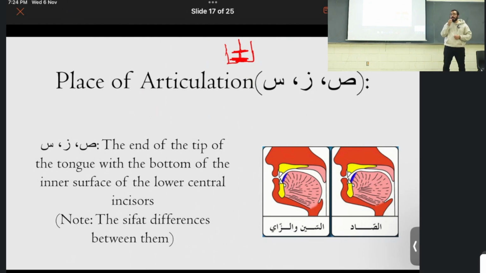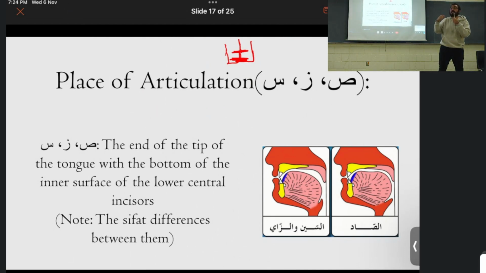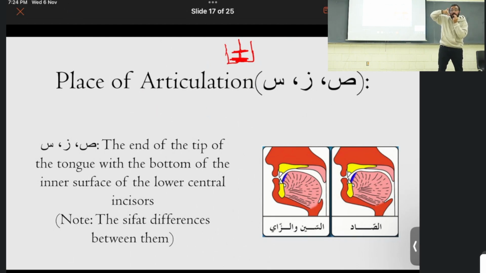Okay. Some people say it's not because you're hitting the middle. It's because the air hits more on the lips. A lot of the air hits on the lips, so because of that, you get that not-whistling sound. That's also another explanation. I believe both are the reason. I could be wrong, but I believe both are the reason. I also believe if you hit the middle, you also will get a whistling sound. I could be wrong, obviously, but this is what I think. But what the scholars say is the end of the tip with the bottom of the inner surface of the central incisors.